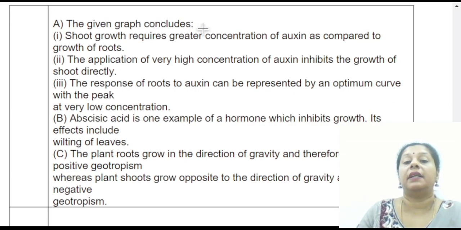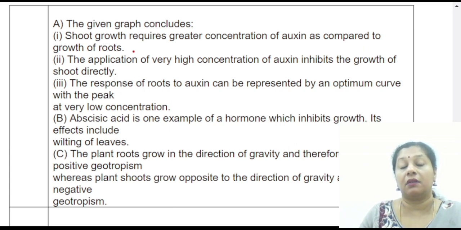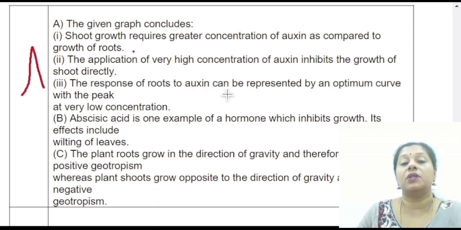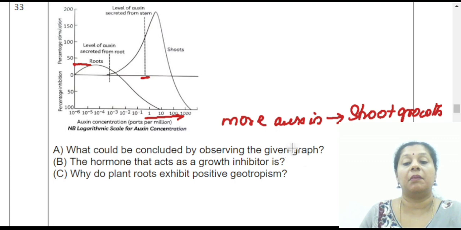So the given graph concludes that shoot growth requires a greater concentration of auxin as compared to growth of roots, because we saw that a larger amount of auxin was required for shoot growth, and the application of a very high concentration of auxin inhibits the growth of shoot. That's why the graph goes up and then declines. The response of roots to auxin can be represented by an optimum curve with a peak at very low concentration. The hormone that acts as a growth inhibitor is abscisic acid, ABA.